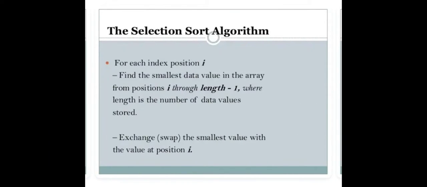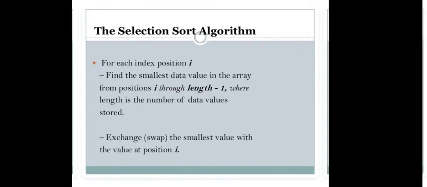The selection sort algorithm: for each index position I, find the smallest data value in the array from positions I through length minus 1, where length is the number of data values stored. Exchange (swap) the smallest value with the value at position I.